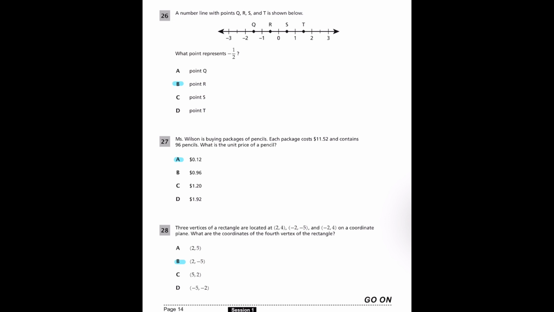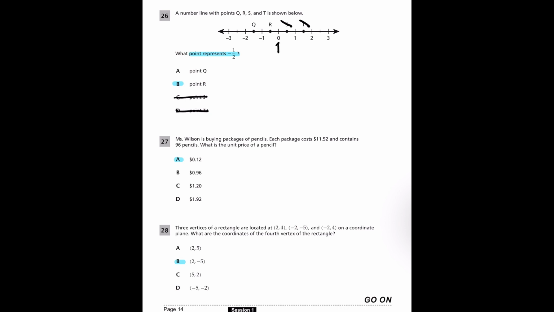All right, the number line represents the points Q, R, S, and T. Which point represents negative a half? All right, so we're definitely looking for a negative. So we are looking for the numbers that are to the left of 0. So it absolutely cannot be S and cannot be T because they are not negative. So forget this and forget this. We only have Q and R. And we're looking for a number that represents negative a half.